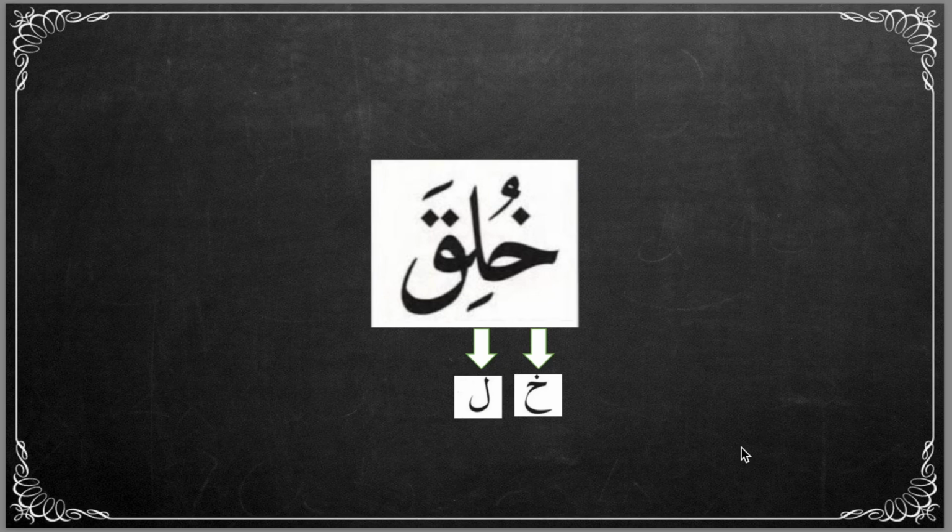Now, next one has all the same letters, but the harakat are different. Kha with the dhamma, khu, lam with the kasra, li, qaf with the fatha, qa, khuliqa, khu, li, qa, khuliqa. Now please repeat after me. Khu, li, qa, khuliqa.